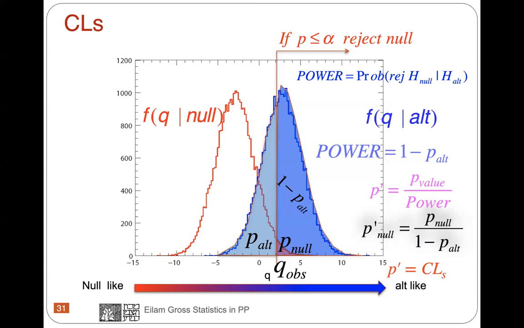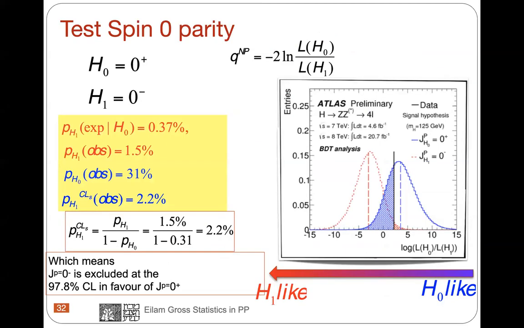So this modified p-value is called CLS and was suggested many years ago by a person named Birnbaum and then rediscovered by Alex Read. In our example, when we test the spin, this is a real result from the ATLAS experiment. H0 is called the 0 plus hypothesis and H1 is the 0 minus hypothesis. You know that the Higgs is a 0 plus, with a parity of plus. So here is what we see. The p-value is this red area here. The p-value is 2.2%.